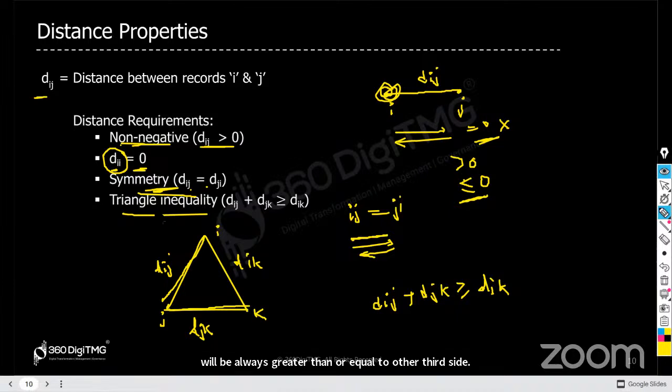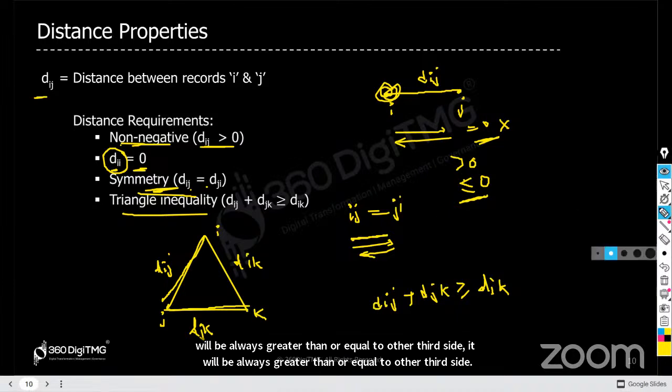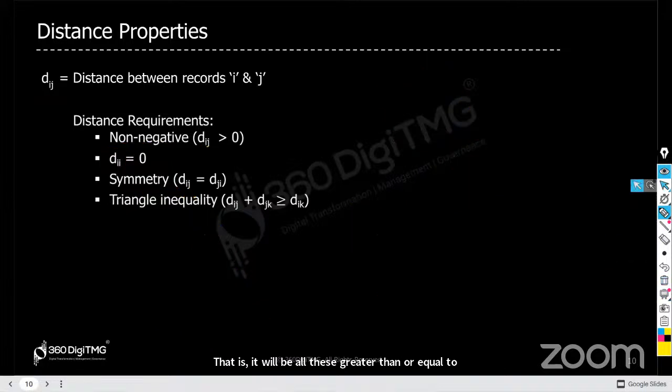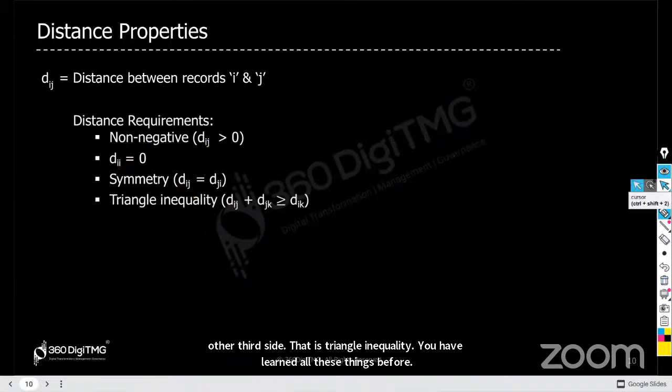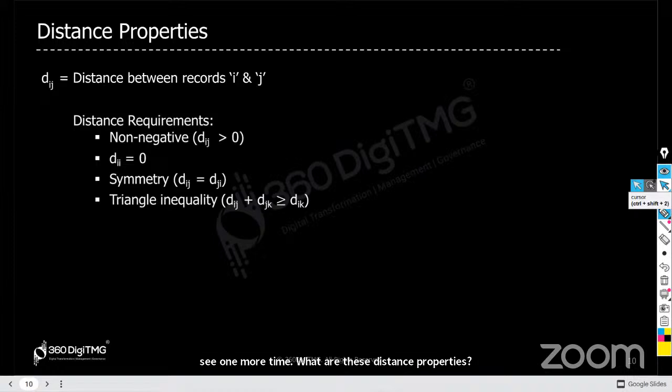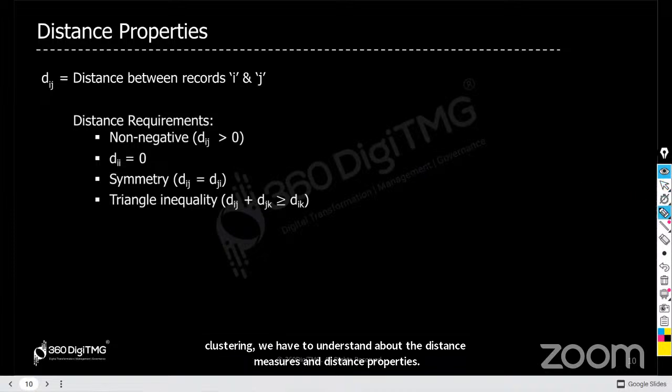These are the distance related properties present. Let's see one more time what these distance properties are. So here, before moving on to agglomerative or divisive clustering, we have to understand the distance measures and distance properties. So here, if you have seen this example provided, there are two different data points present, I and J.